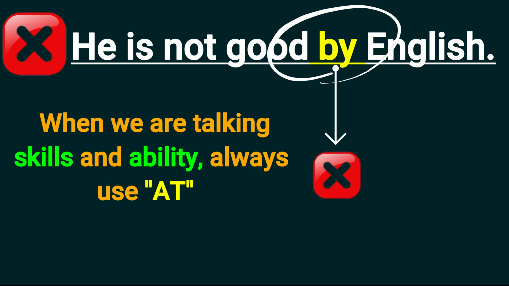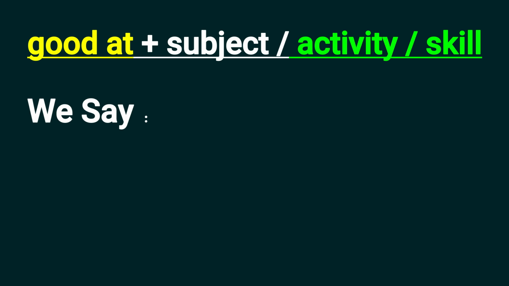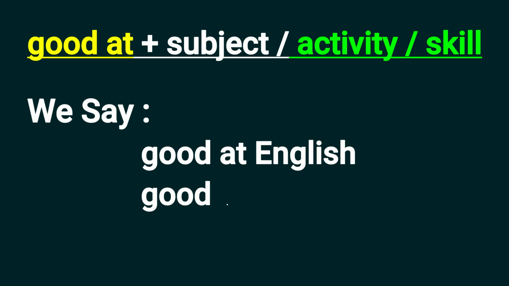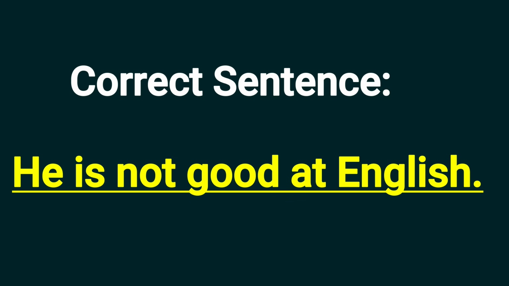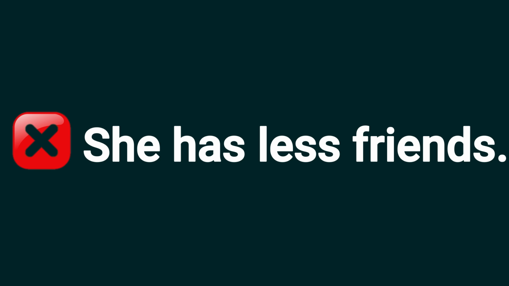So good at plus subject plus activity or skill. So we say good at English, good at maths, good at singing. So the correct sentence is he is not good at English. Number 4. She has less friends. So let's find out the mistake in the sentence.